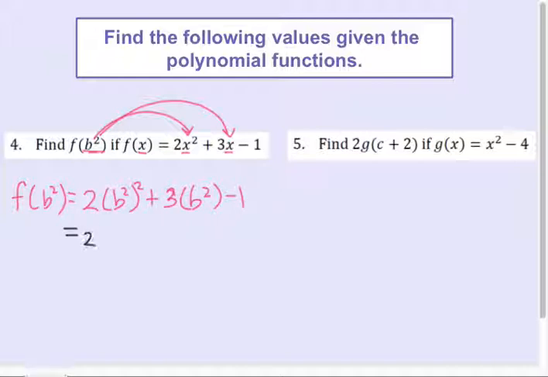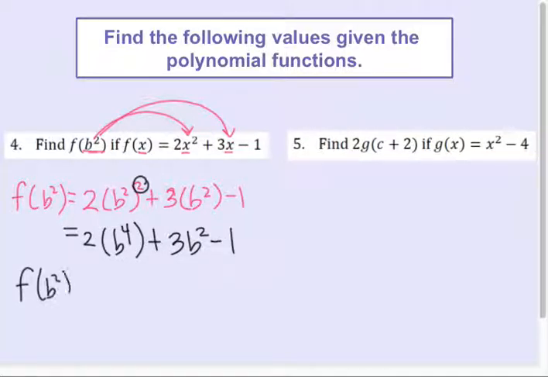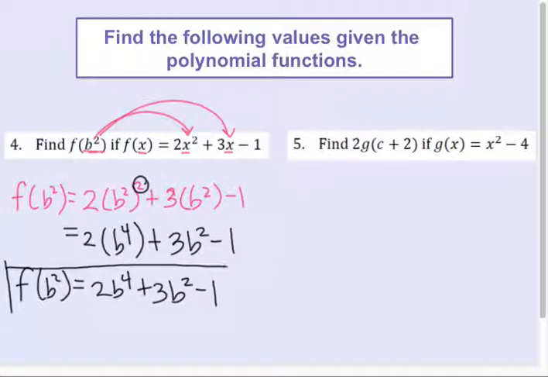So I would have 2 times, well, b squared to the second would give me b to the fourth because I would multiply those two, plus 3b squared minus 1. And I'm just going to rewrite this without the parentheses. So f of b squared is equal to 2b to the fourth plus 3b squared minus 1. And there is f of b squared.